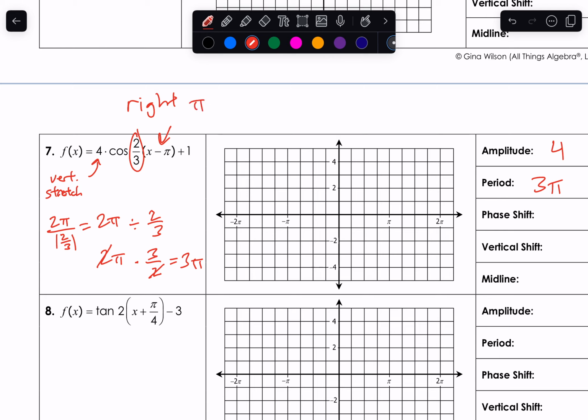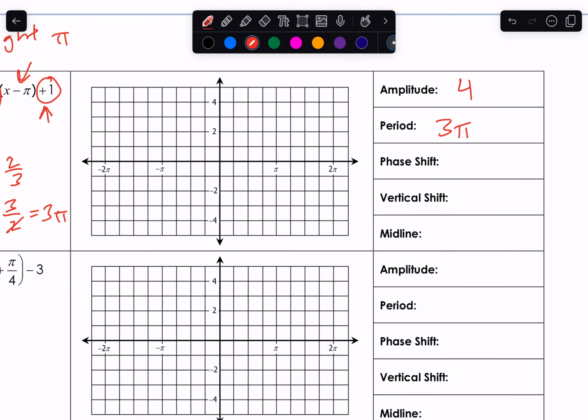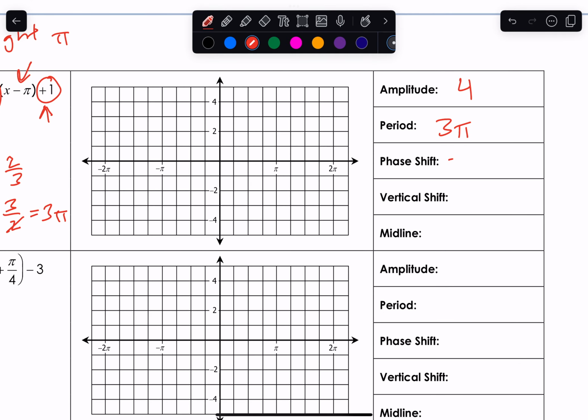Okay, I'm going to go to the right by pi. And then finally, my plus 1 tells me, oh, actually, it's still in the phase shift. It's pi, it's right pi. Okay, shift to the right. And then finally, our plus 1 tells me I need to go up 1. So all of these things are happening at the same time.